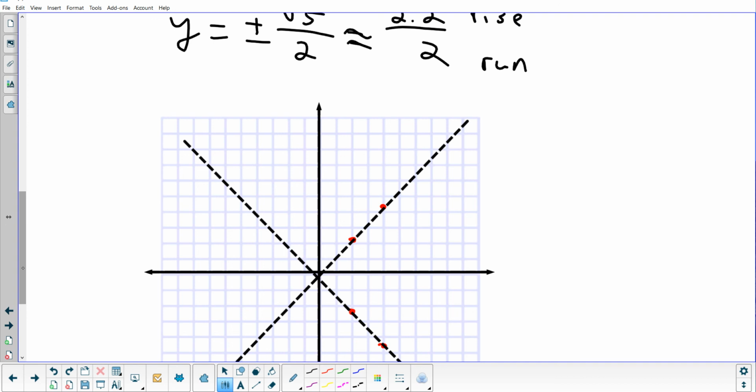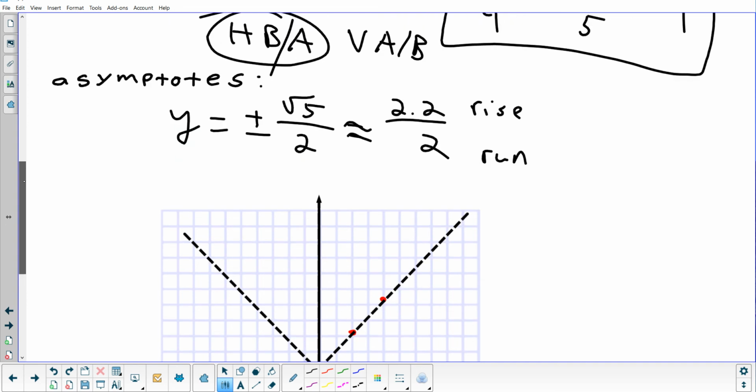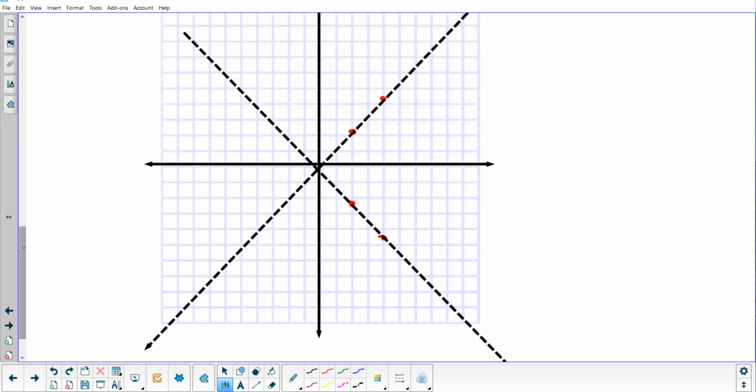And then same thing here. You're going to go down 2.2 and right 2. So go down 2.2, right 2, down 2.2 again. Now you're at negative 4.4, and then right 2. And draw your lines.